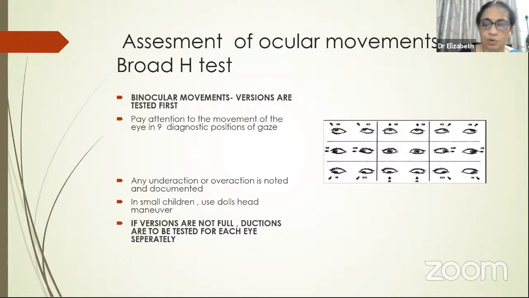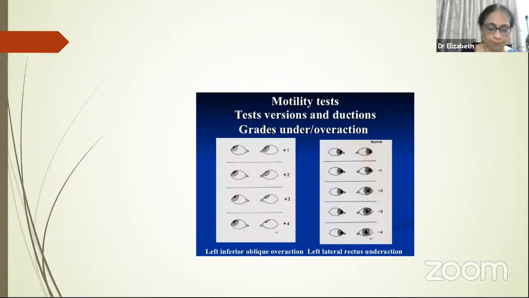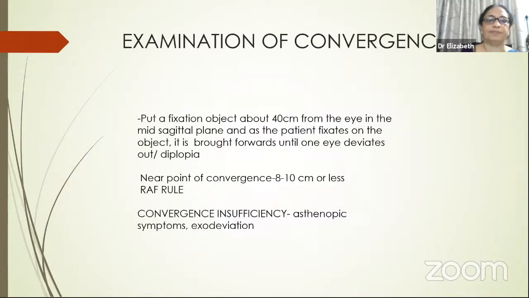And after doing all these things, if there is any limitation of movement, then you have to do the uniocular movements. When testing uniocular movement, one eye has to be closed and each eye has to be examined separately. If there is a limitation of movement or overaction of the movement, it has to be graded, as shown in this diagrammatic representation, on a scale from -1 to -4 and then +1 to +4. If you denote 0, that means the ocular movements are normal or full.